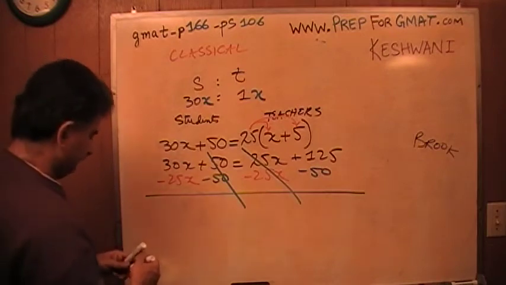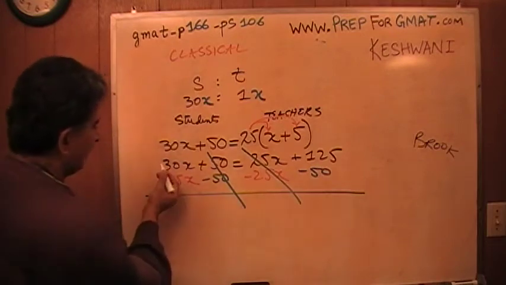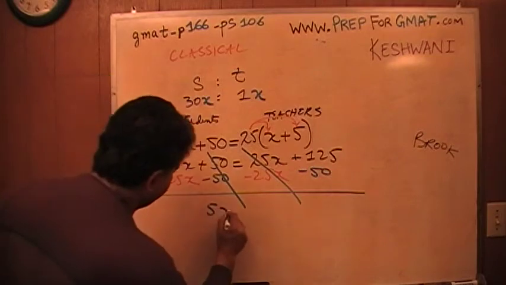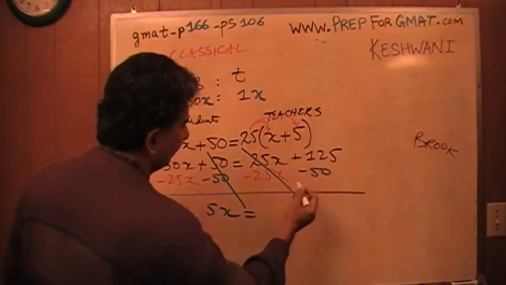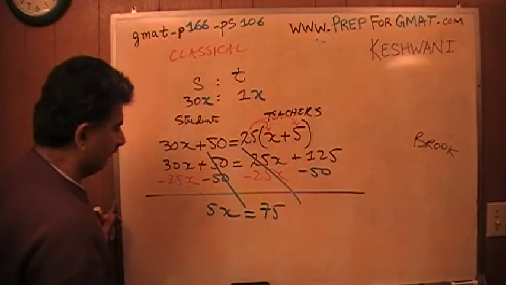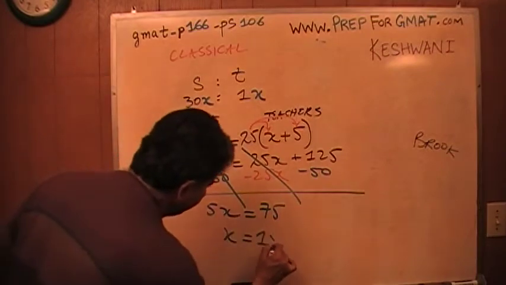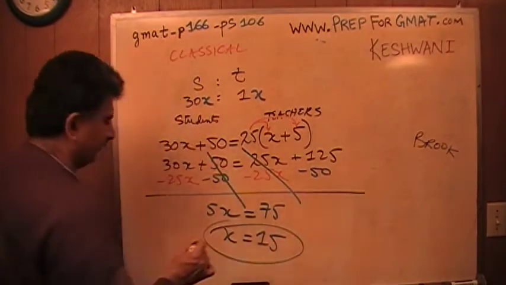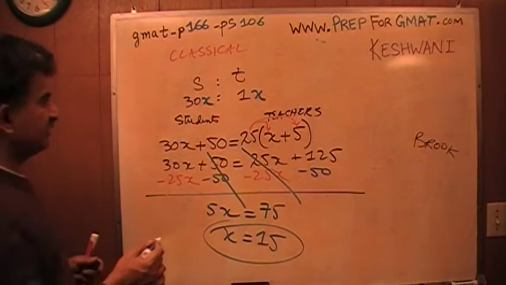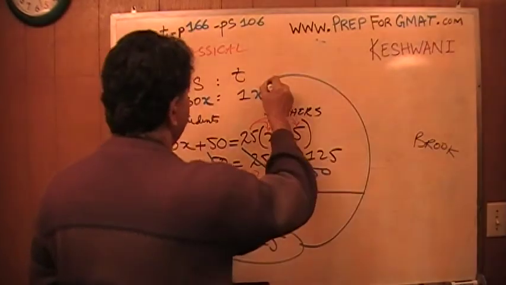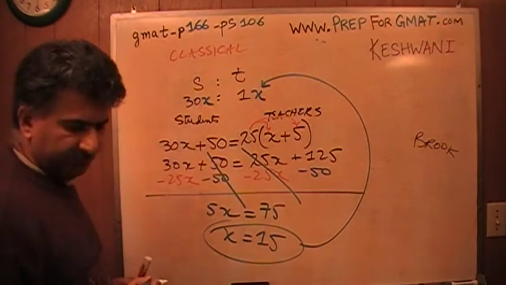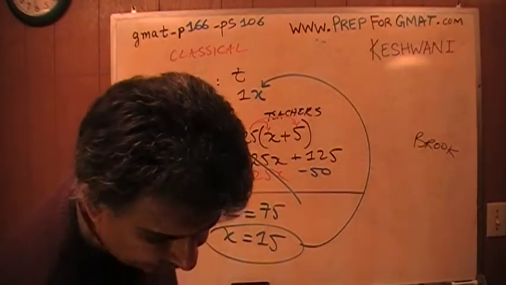So I end up with 30X minus 25X, which is 5X, equals 125 minus 50, which is 75, and your X is 15. Et voila, that's your answer, which is the number of teachers that we started out with. The answer is E.